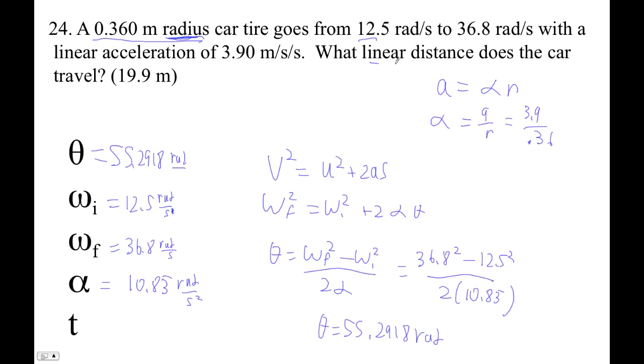But that's not how far, that's not the linear distance it travels, right? So I've got to use s equals theta r, right? So s equals 55.2918 radians, right, times 0.36. 19.905.